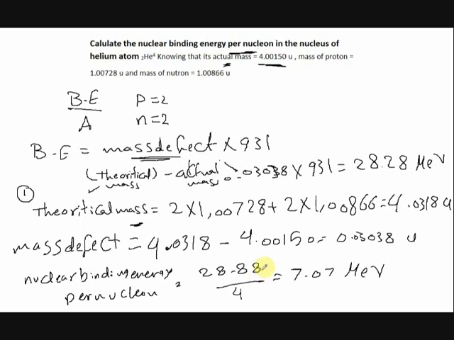Okay, we have another example: calculate the nuclear binding energy in joule of atoms in nucleus, knowing that the value of A equals 6, Z equals 3, actual mass equals 6.015, the mass of a proton equals 1.007, and the mass of a neutron equals 1.008. The idea of this problem is to calculate the energy in million electron volt, then convert it to joule.